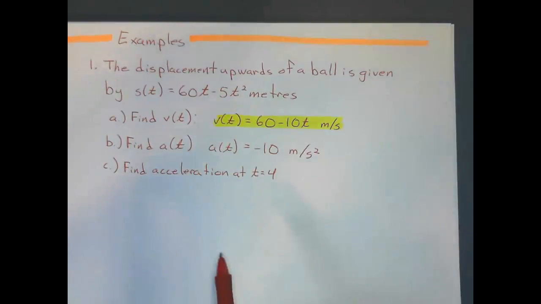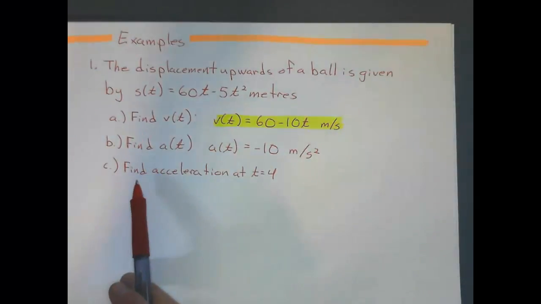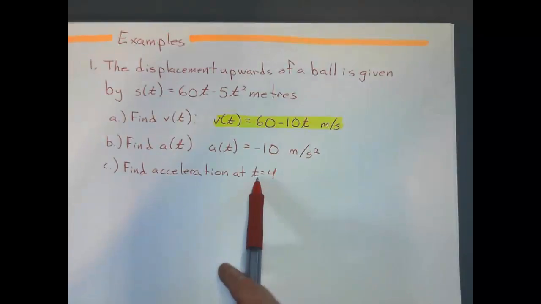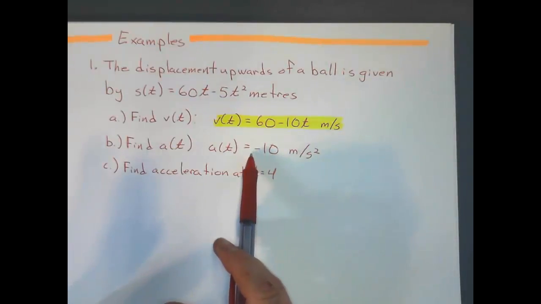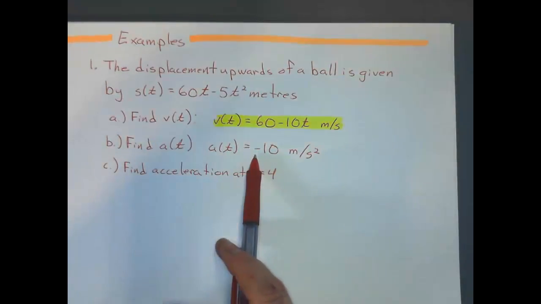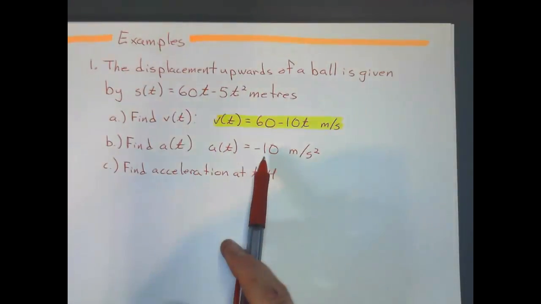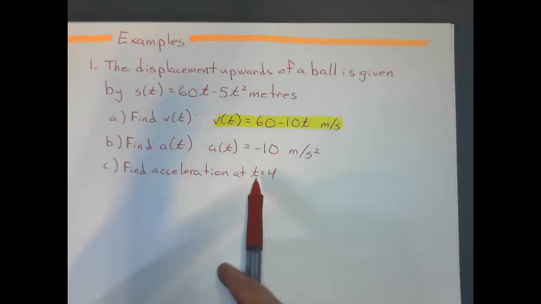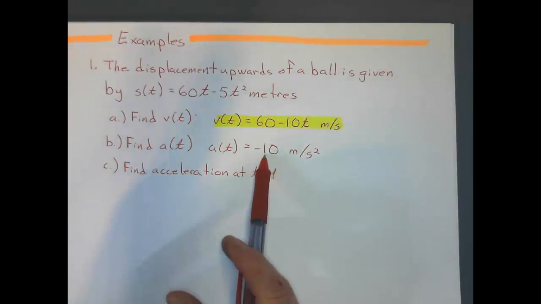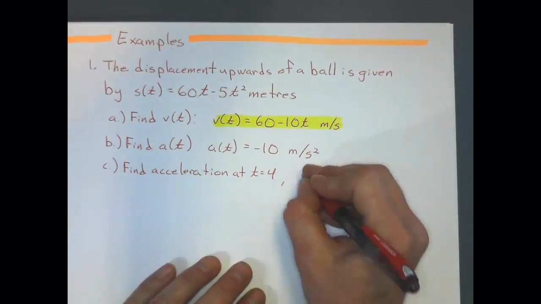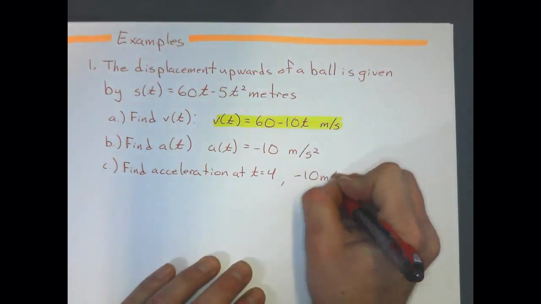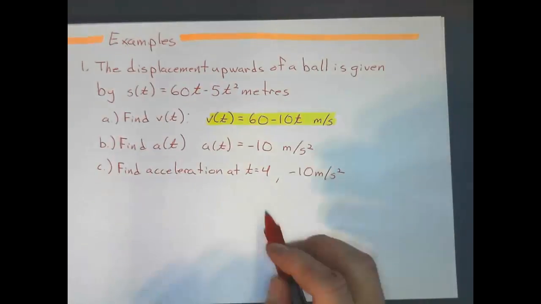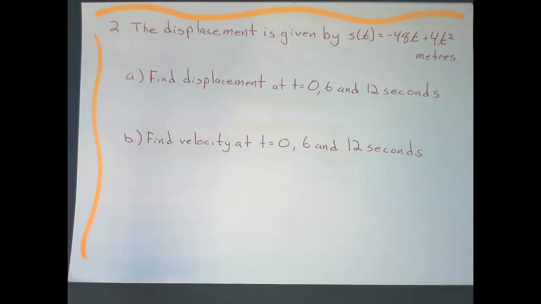Now the next example, it's kind of a silly question because it says find the acceleration at t equals 4. So I go back to my acceleration formula, but there's not much of a formula there. Because there's no variable there, there's nothing to substitute. So the acceleration at 4 seconds is just going to be this right here, negative 10 meters per second squared, because I have nothing to substitute it into.